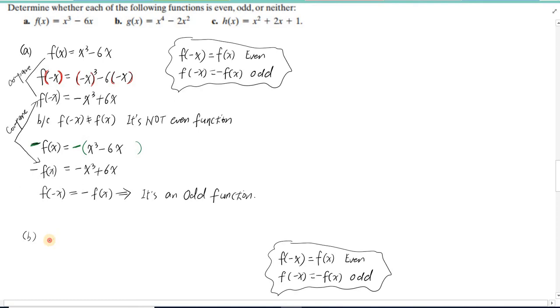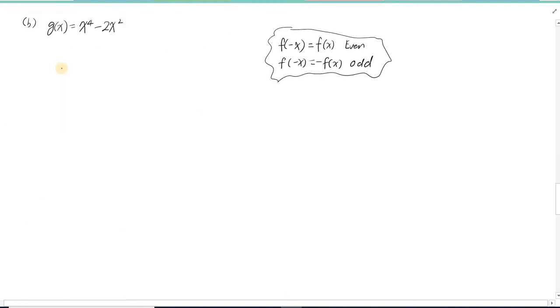Part B, we have g of x equal to x to the fourth power minus 2 times x squared. Anytime you have a question like this, the first thing you're going to do is plug in negative x for every x you see. So there's going to be negative x to the fourth power minus 2 times negative x to the second power. All I'm doing is substitution. Once we have this, we'll simplify a little bit.